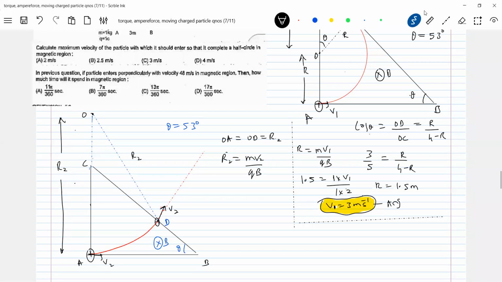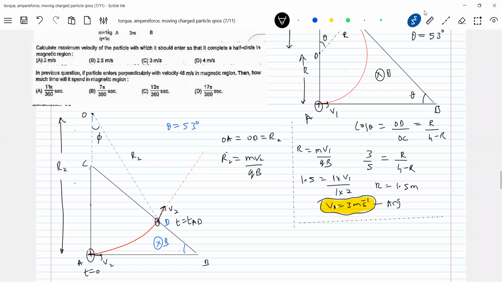After getting that radius R2, what is the time spent? At t equals 0, it is here. After some time t, it will leave. Or this is T_AD. For that, we need this displacement, no? This angular displacement. So this is 53 degrees.